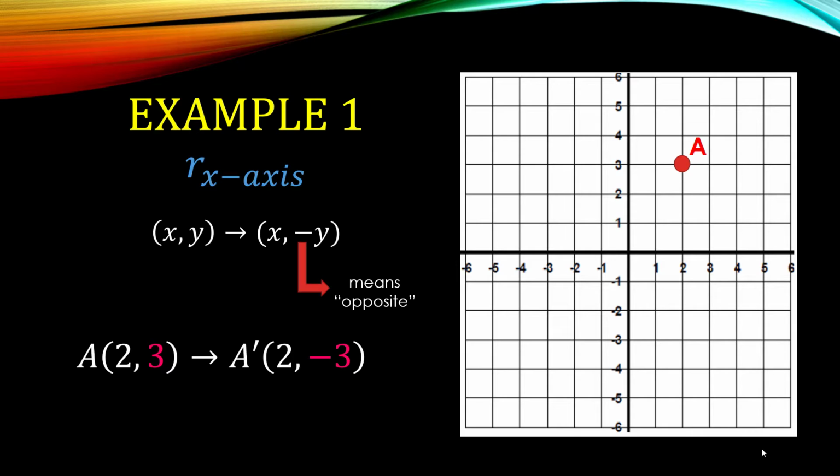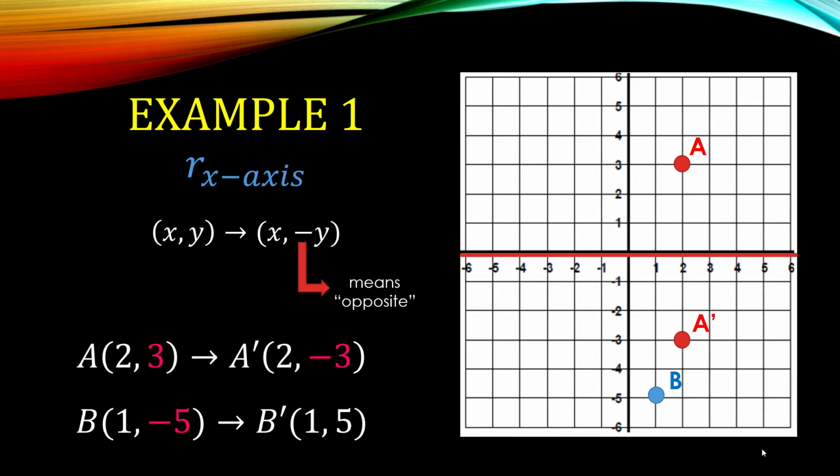on the coordinate plane. And if I was going to flip over the x-axis, then my point now will become A prime, which is (2, -3). Notice how the y-coordinate went from 3 to negative 3. It became opposite. Another example would be B at the coordinate (1, -5). Now, if I was going to reflect this point over the x-axis, it would be up here, and then the point would now be B prime, (1, 5). In this case, negative 5 became positive 5.